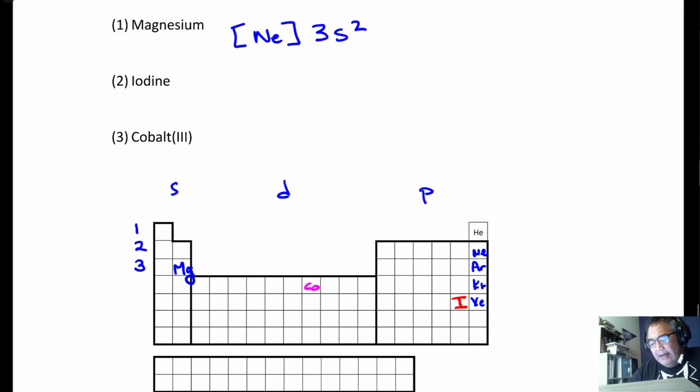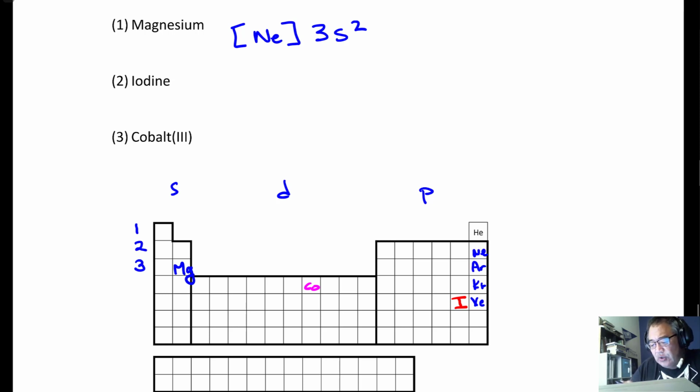All right, so hopefully you got that. I just counted the number of rows or periods down that magnesium was on, and I saw that it ended on energy level 3, or principal quantum number 3. So, and it's in the S block, so I know it ends as 3s, and because it's in the second column, like I go 1 and 2, that is 3s2. The core is neon. It's the noble gas that's right before the magnesium.